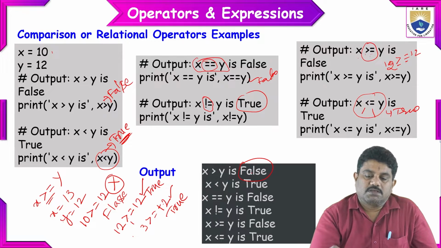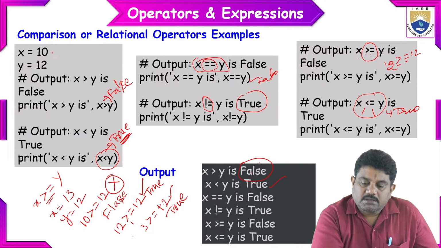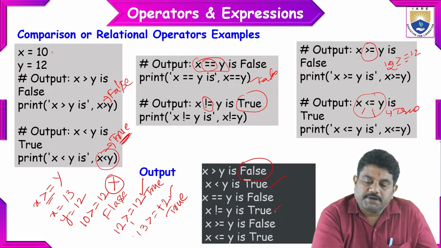Explanation with example. See here, x greater than y is false because 10 is not greater than 12. x less than y is true because 10 is less than 12. x equal to y is false because 10 never equals 12. And x not equal to y is true because 10 and 12 are different magnitude values, so they are not equal to each other. So it returns true.